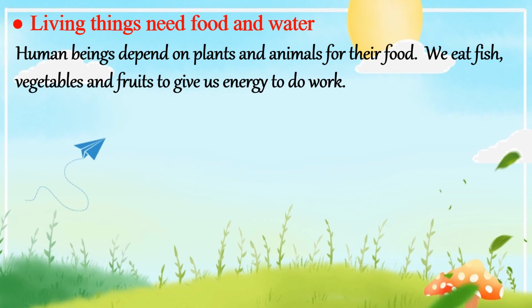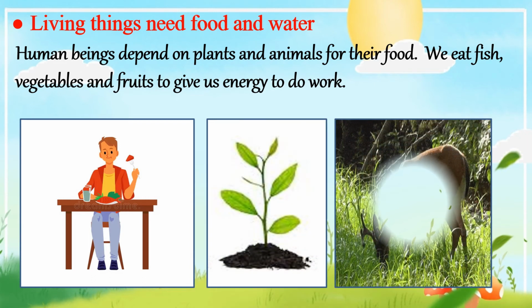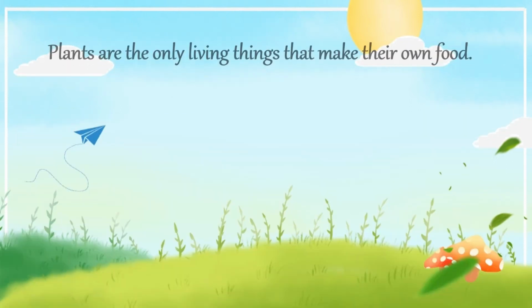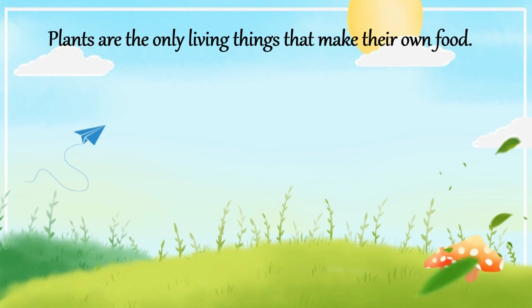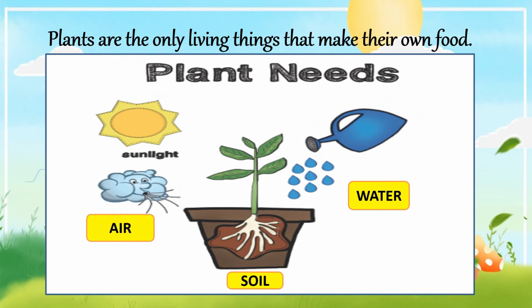All living things need food and water. Human beings depend on plants and animals for their food. We eat fish, vegetables, and fruits to give us energy to do work. Plants are the only living things that make their own food. They prepare their food with the help of soil, water, air, and sunlight.